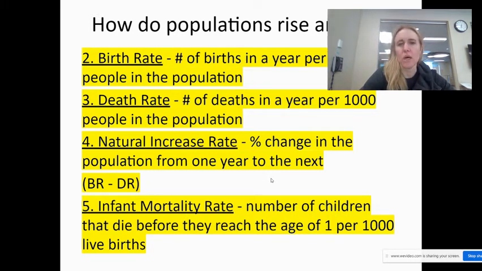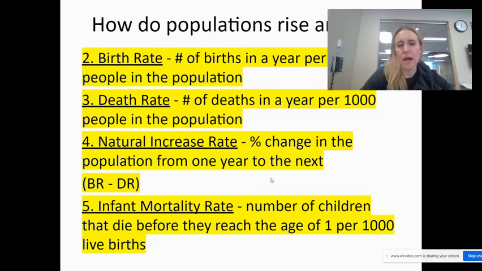So if the country's population was 100 in the first year, then the next year it's going to have 100.8 people in the population. So natural increase rate is birth rate minus death rate. If that natural increase rate is really high, like 3%, that country is growing really fast. If it's really low or negative, because there are actually more people dying than being born, that country is growing really slow or might even be declining in population.